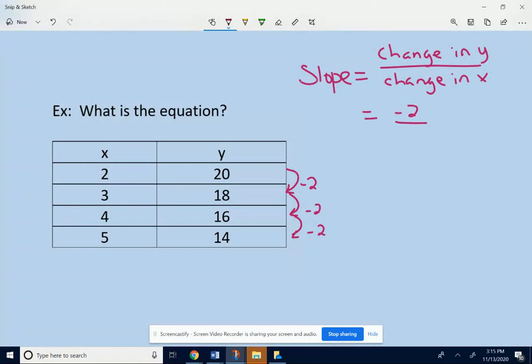Okay, the x change, look at the x values as you go down the data table. 2 to 3, it goes up 1. 3 to 4, it goes up 1. 4 to 5 goes up 1. Okay, the change in x values is +1. So the slope would be change in y over change in x. It'd be -2 over +1. Simplify that just like you simplify slope of a graph. -2.